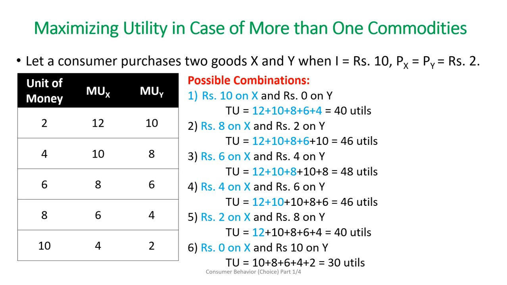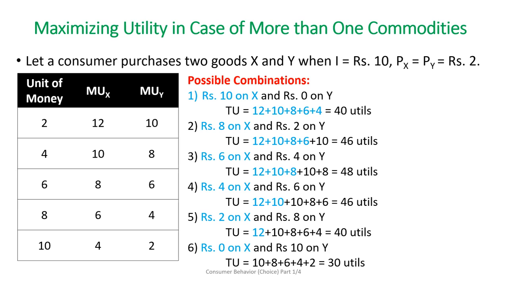That is, the consumer purchases 1 unit of good Y and 4 units of good X. In this case, the total utility received from good X will be equal to 12 plus 10 plus 8 plus 6, and the total utility received from the second good will be 10, summing up to 46 utils. So the second option is better than the first.